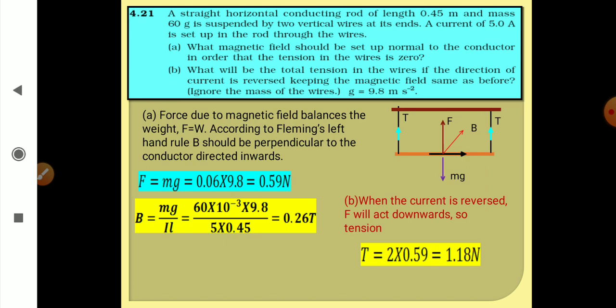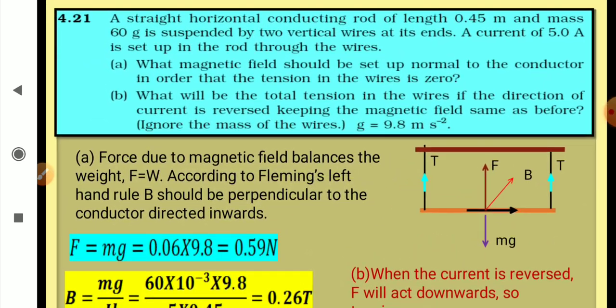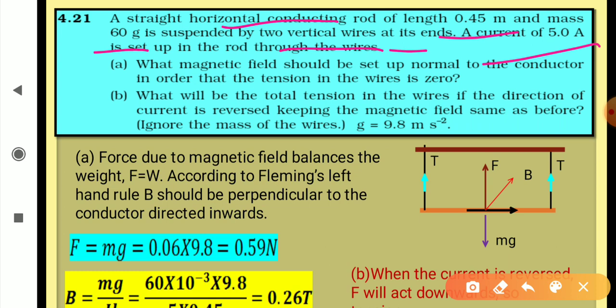See, the problems are not really difficult, but you must try to understand the situation. So read the question many times till you understand. So here, a straight horizontal conductor rod of length 0.45 meter and mass 60 gram is suspended by two vertical wires at its ends. A current of 5 ampere is set up in the rod through the wires. So I have tried to draw it here.